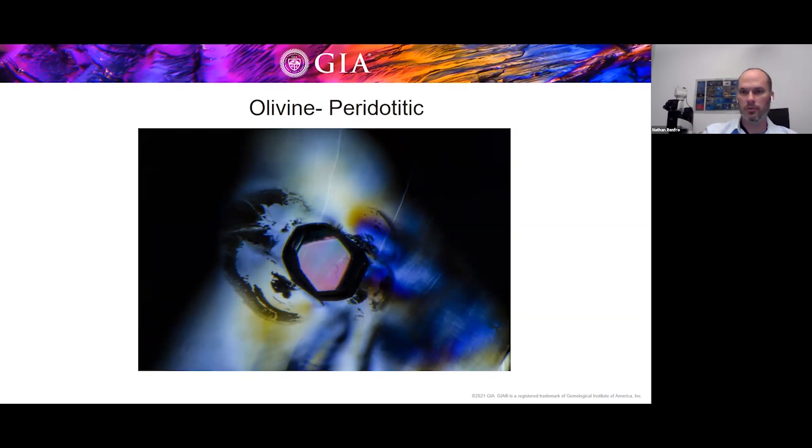Olivine is probably one of the more common inclusions that you get with peridotitic diamonds. So peridotitic diamonds form in a peridotite, and peridotite is largely composed of olivine. So that's why you have a lot of olivine inclusions. When you do see a colorless or very pale green crystal, there's a good chance that it could be an olivine.